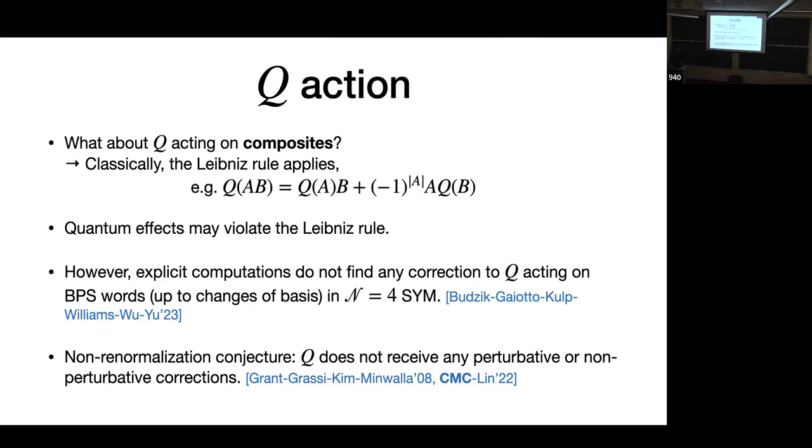So actually, there is a non-renormalization conjecture saying that Q does not receive any perturbative or non-perturbative corrections. So in this talk, I will basically just assume this non-renormalization conjecture. Sorry, Q is your exterior, your boundary operator in your cohomology, right? Yes.